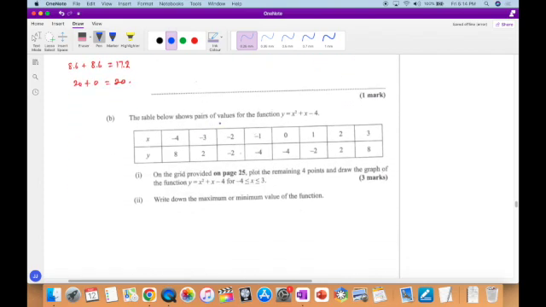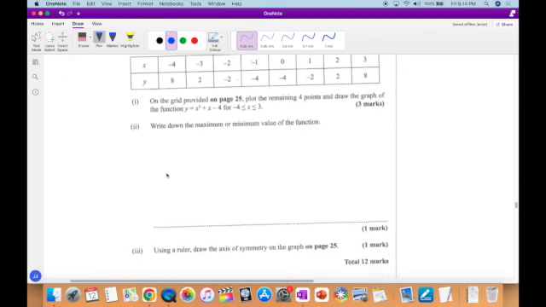The table below shows pairs of values for the function y is equal to x squared plus and so on. We have a quadratic. On the grid provided, plot the remaining 4 points and draw the graph of the function. Write down the maximum or minimum value of the graph. Well, we see here that a is positive, and positive is a smile, so that means that it'll be a minimum value. But let's see. So we have the points here.